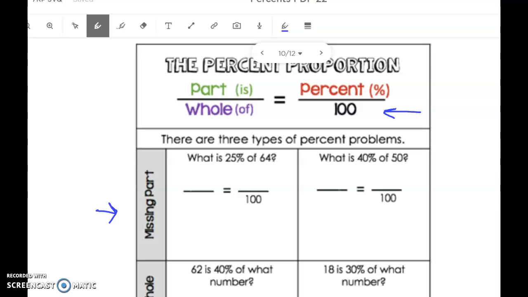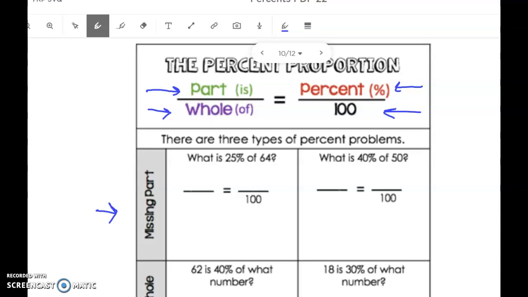If they give you the percent of the problem, you're going to put it on top of 100, because that is the same way of saying something like 35%. You put it over 100, just 35 over 100. When they give us the part, we're going to put it on the top. If they give us the whole number, we're going to put it on the bottom. There will always be one of these missing.